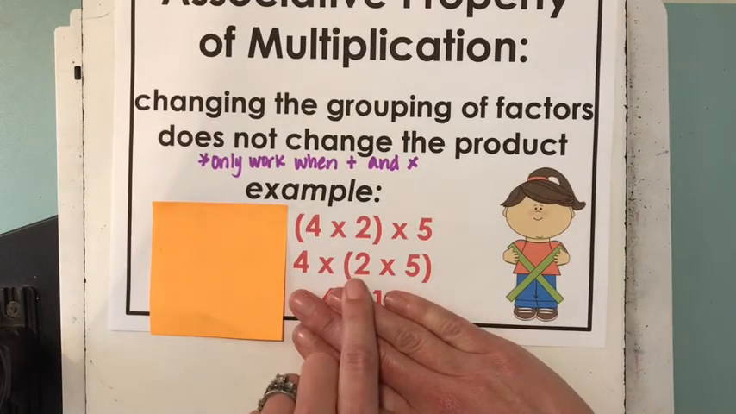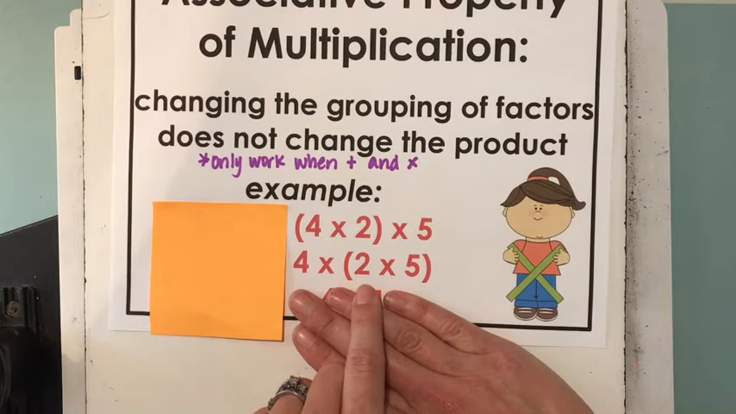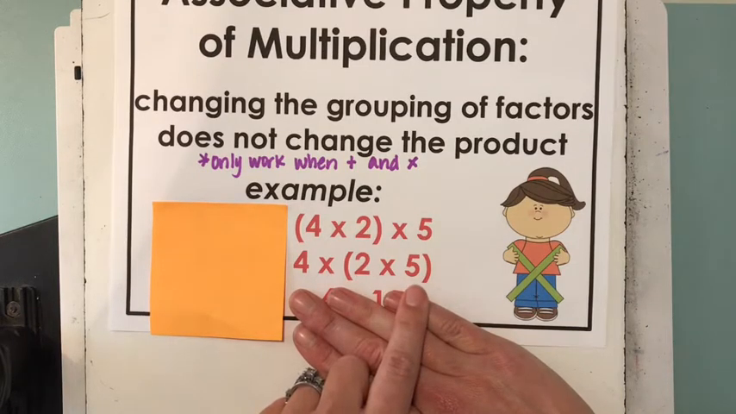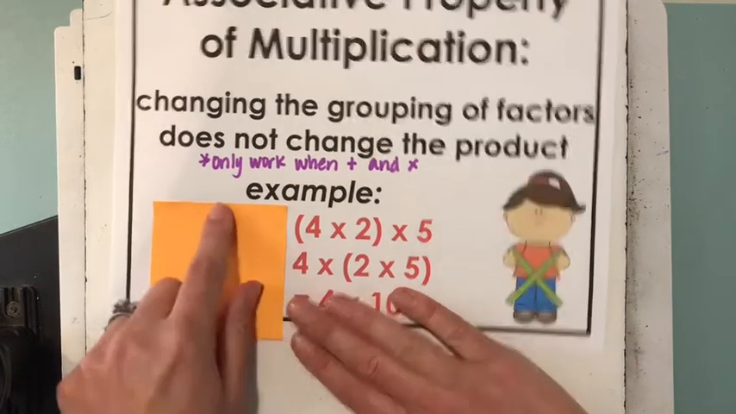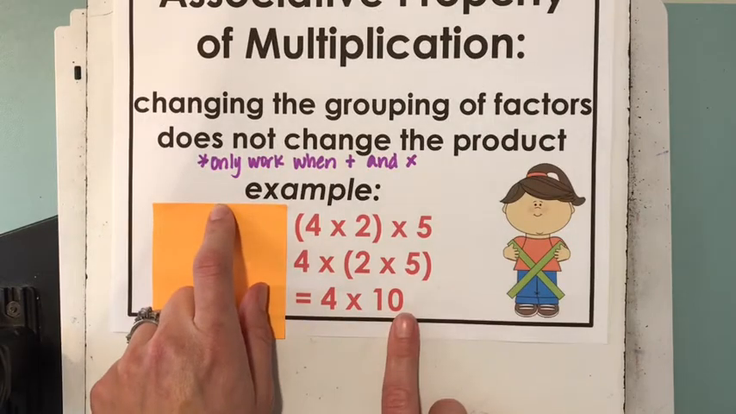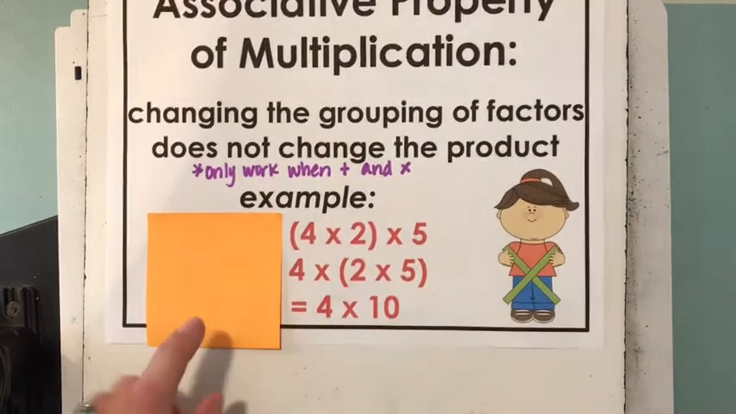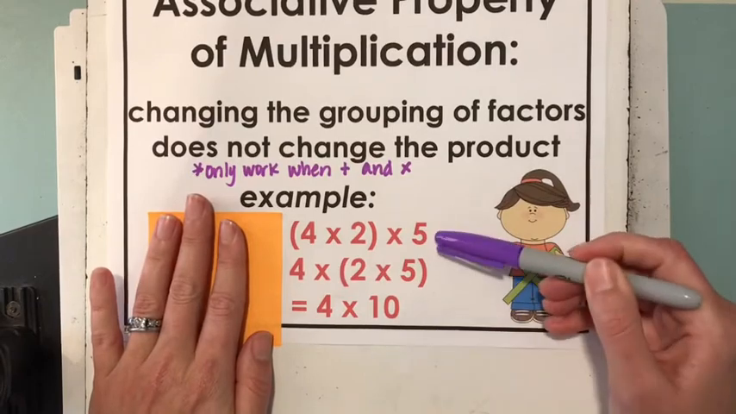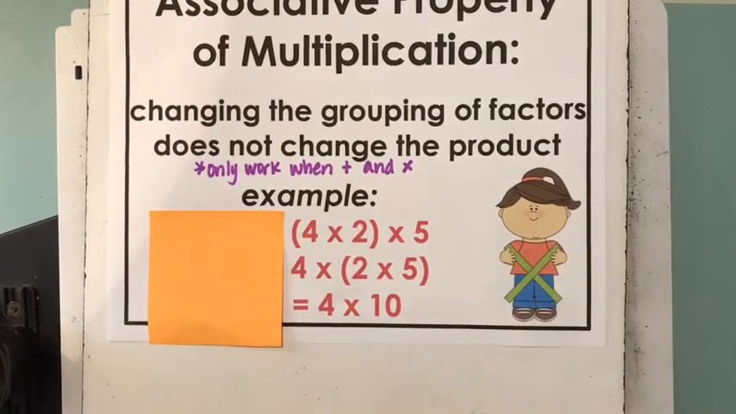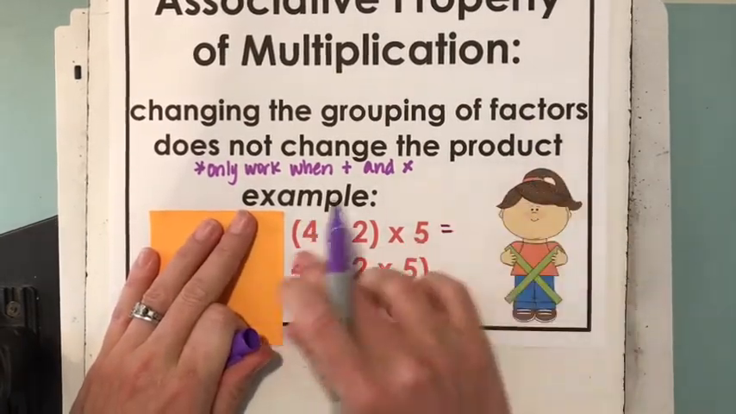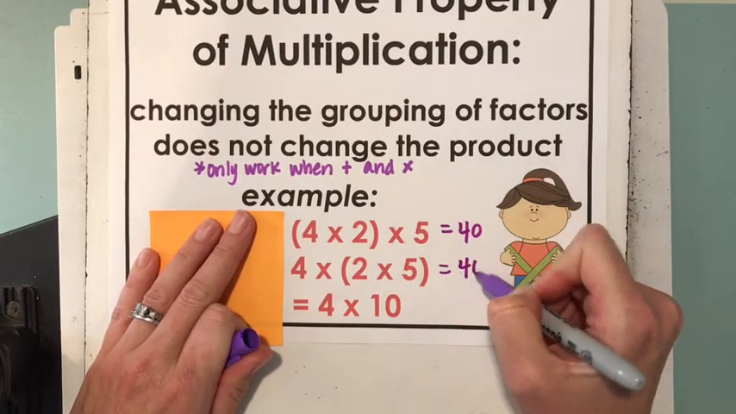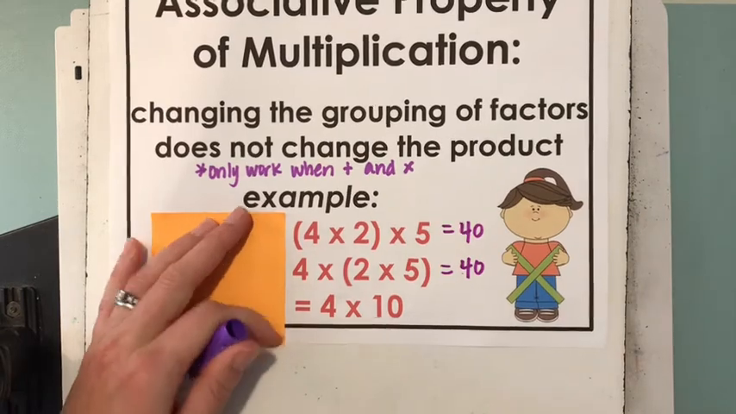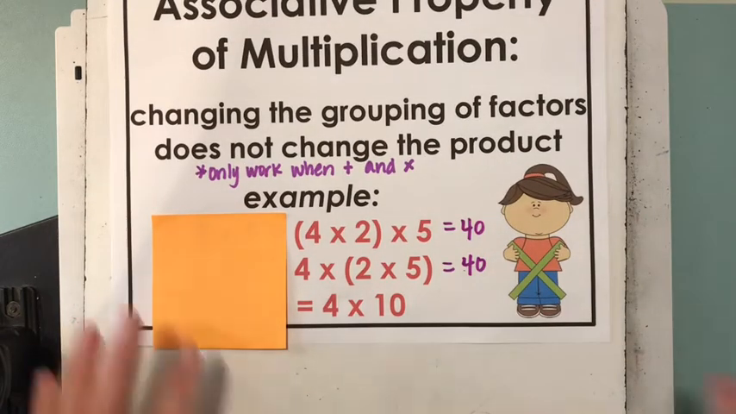Now we have to do the parentheses first, right? 2 times 5 is 10. Now we're going to multiply this 4 on the outside. So 4 times 10 is 40. So these both equal 40. It doesn't matter where the parentheses go, they still both equal the product of 40. That's what we're going to be practicing today.